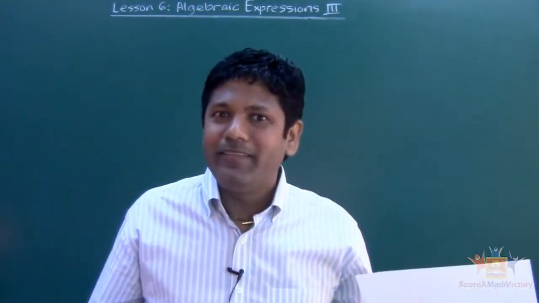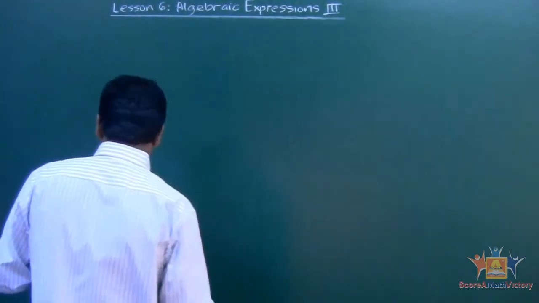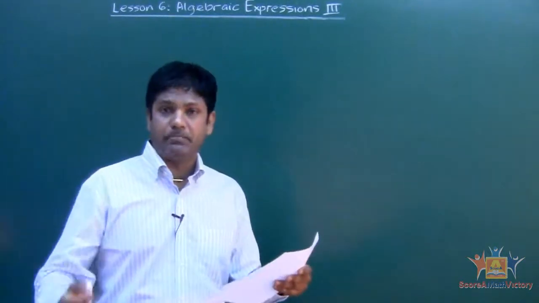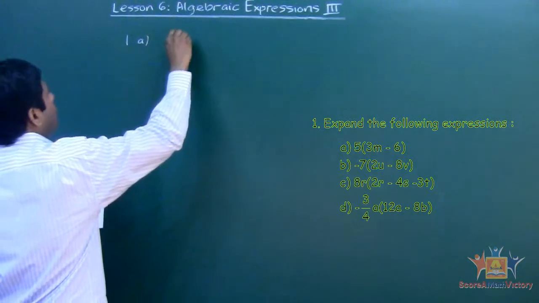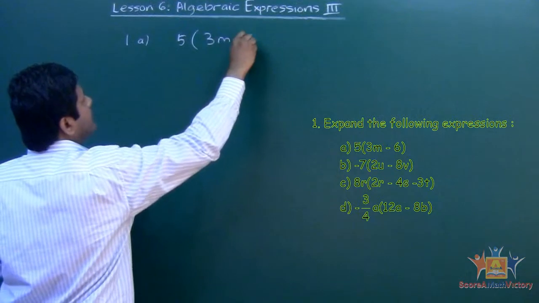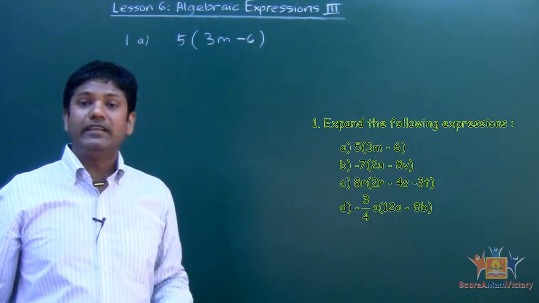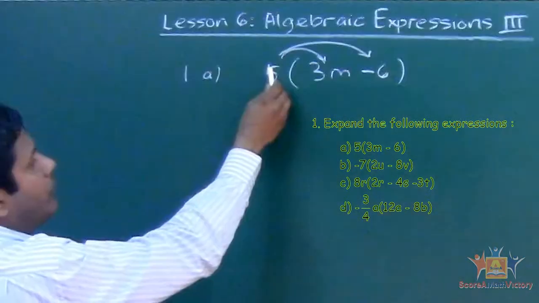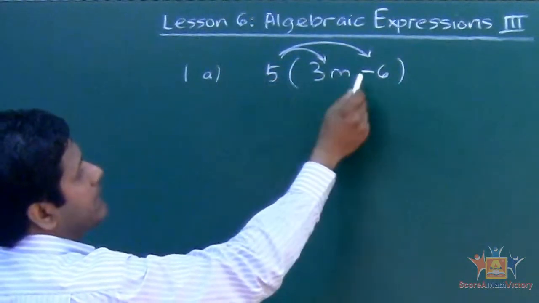Alright, how was it? Pretty easy, isn't it? Let's do it together. The first question asks you to expand the following expression. So 1a, you're given 5 times everything inside the bracket, which is 3m minus 6. So what method are we going to use? Exactly, we're going to use the shooting star method. So we're going to go 1 and then 2 right there. We're going to times 5 with 3m and then times 5 with negative 6.